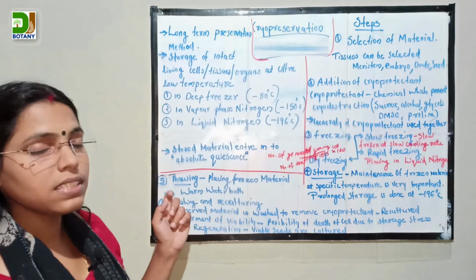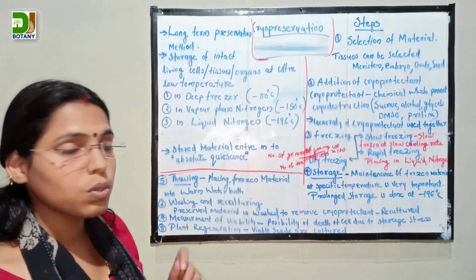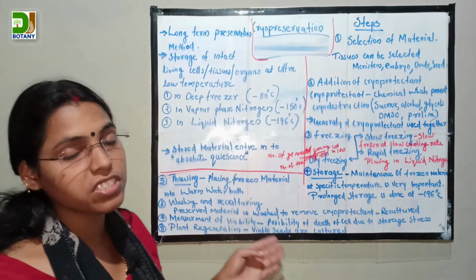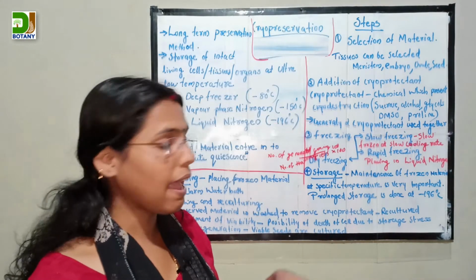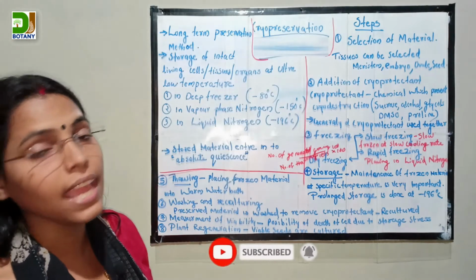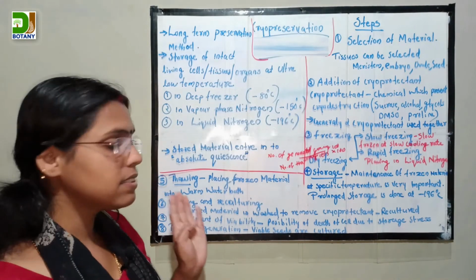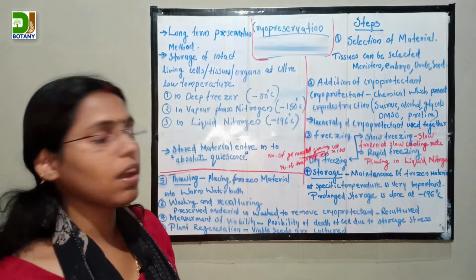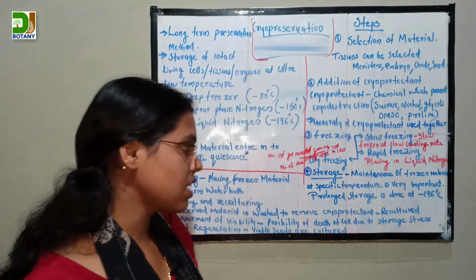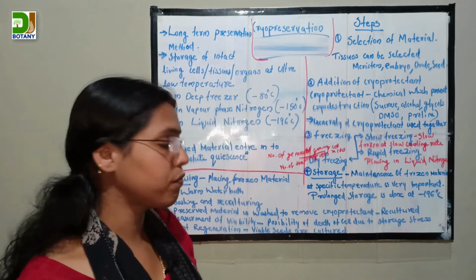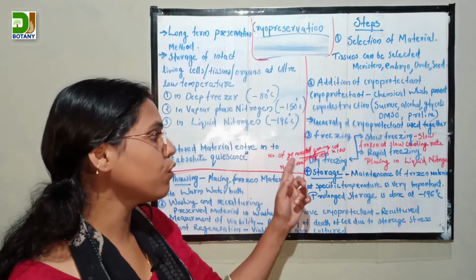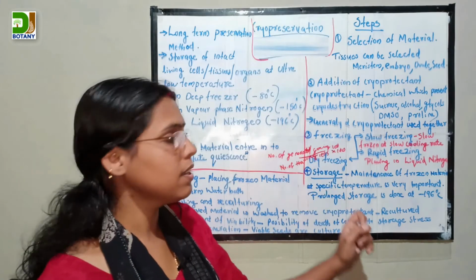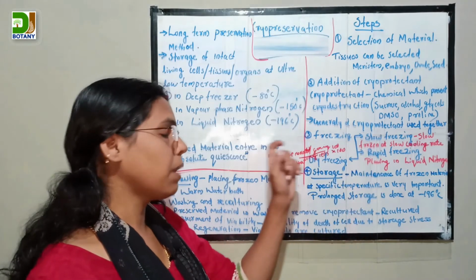Then the sixth step is washing and reculturing. The frozen material is washed to remove the cryoprotectant, and it is recultured in a specific medium. Then the seventh step is the measurement of viability. There is a chance of death of cells due to the storage stress, so we want to calculate the viability of the cells. We use the equation: number of generated or growing cells divided by number of thawed cells, multiplied by 100. Then we get the viability, the number of viable cells.